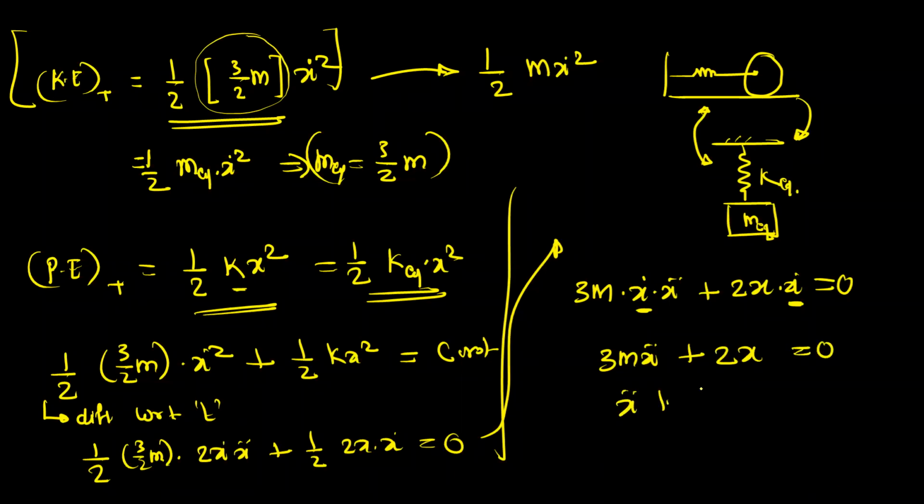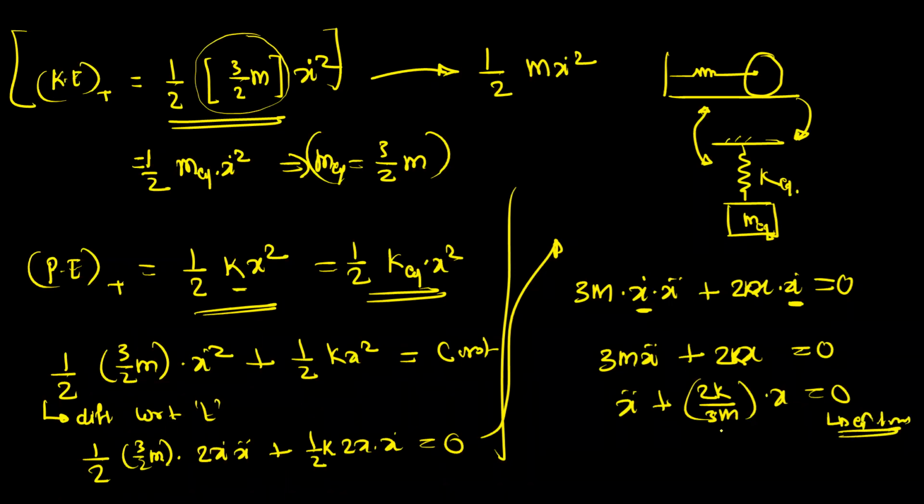And x double dot plus, so k, okay, so this is 2k upon 3m into x is equal to 0. Okay. So this is your equation of motion for the given system.